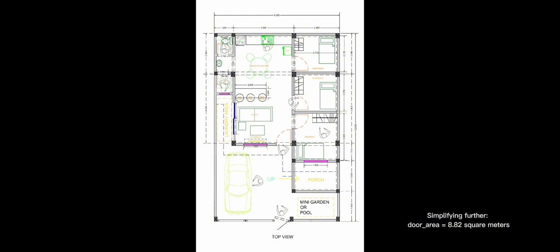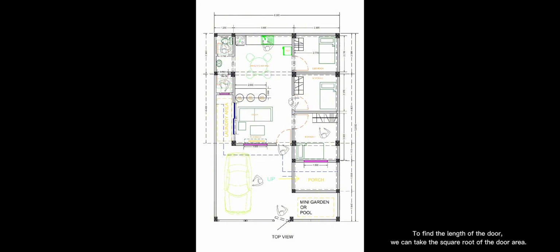8.82 square meters. This value represents the total area of the door in the house, which is given as 8.82 square meters. The door area is the area occupied by the door. The door area is given as 8.82 square meters.